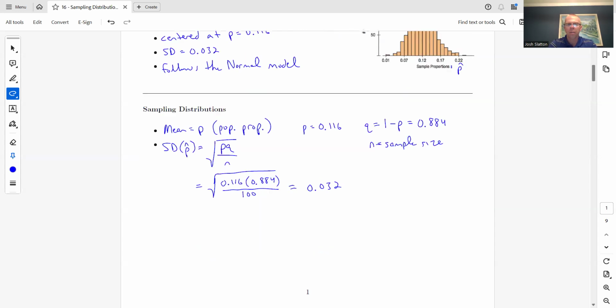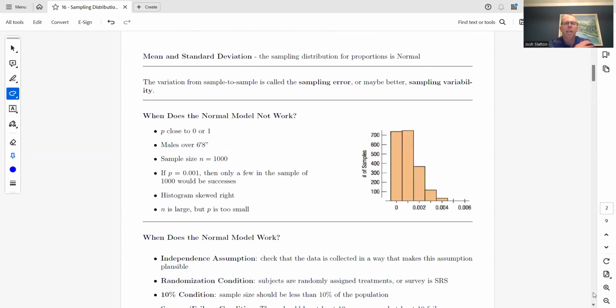All right, so next page. Mean and standard deviation. So the sampling distribution for proportions is normal. The variation from sample to sample is called the sampling error, but it may be better to be called sampling variability. So when sampling error is not a mistake, it's sampling variability. So it's just talking about how much we are moving one way or the other from that 11.6.